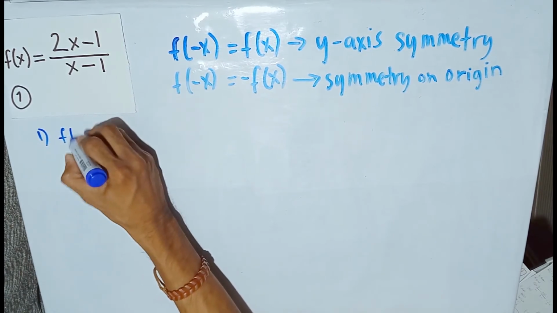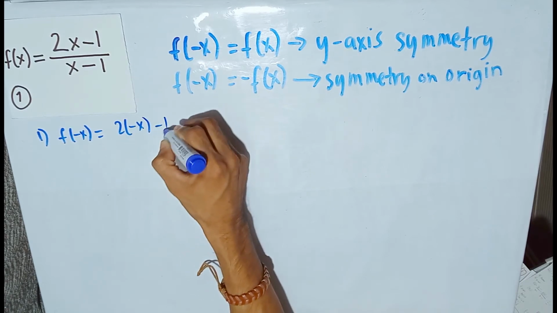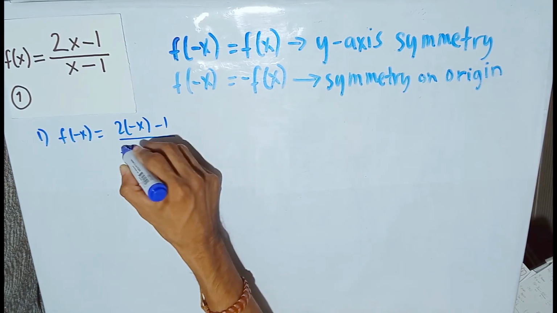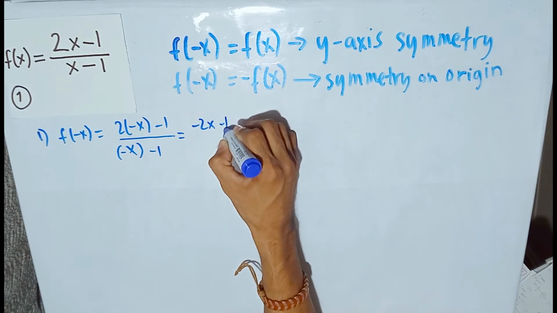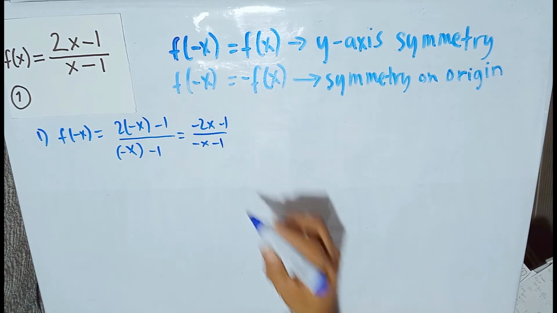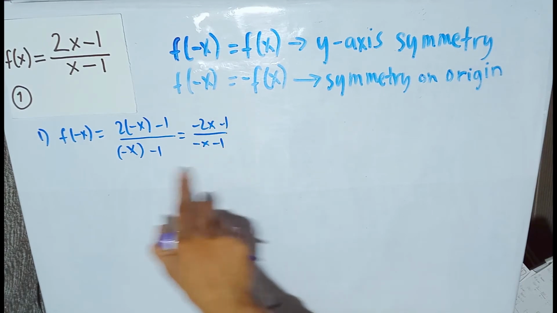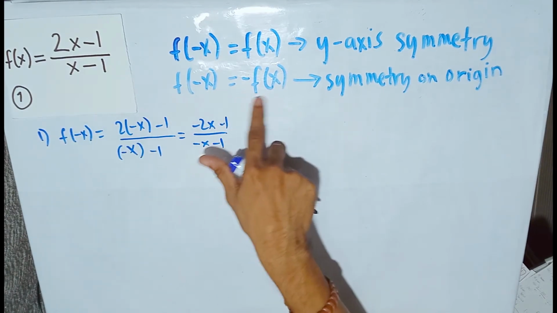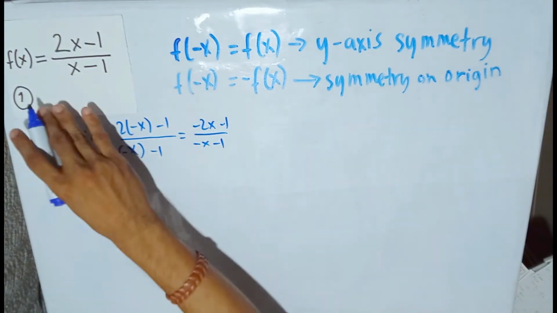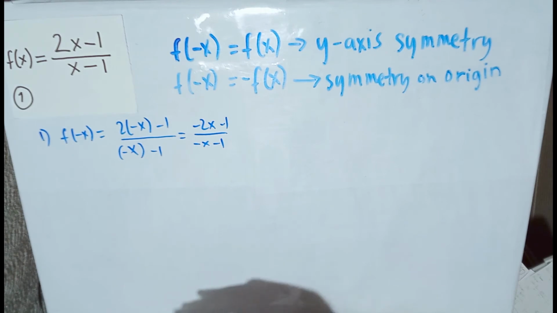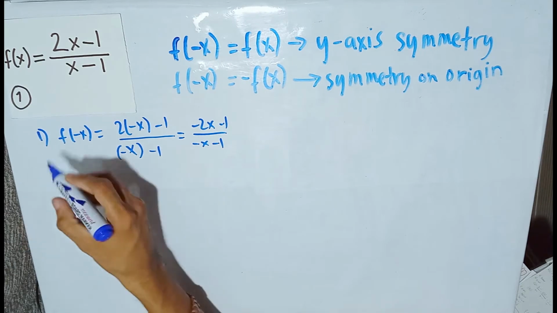So let's have f of negative x is equal to 2 times negative x minus 1 over negative x minus 1. So the result will be negative 2x minus 1 all over negative x minus 1. Napapansin nyo, wala siya sa dalawang ito, hindi siya nag-positive at hindi rin siya bumalik sa original equation, and also this one, hindi rin siya negative at hindi rin bumalik sa original equation. So therefore, this function is neither symmetry on y-axis nor symmetry on the origin. So proceed tayo sa step number 2.